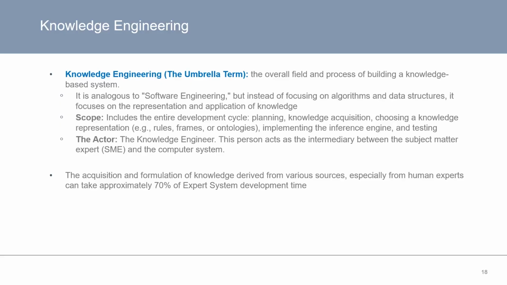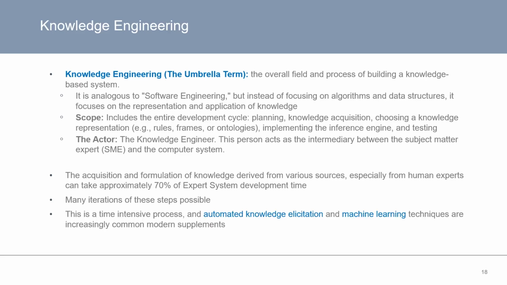Of note, the acquisition and formulation of knowledge derived from various sources, especially from human experts, can take as much as 70% of an expert system's development time, and many iterations of the refinement of knowledge can be possible. Given that this is such a time-intensive process, automated knowledge elicitation and machine learning techniques have also become increasingly common supplements to the acquisition and engineering of knowledge.